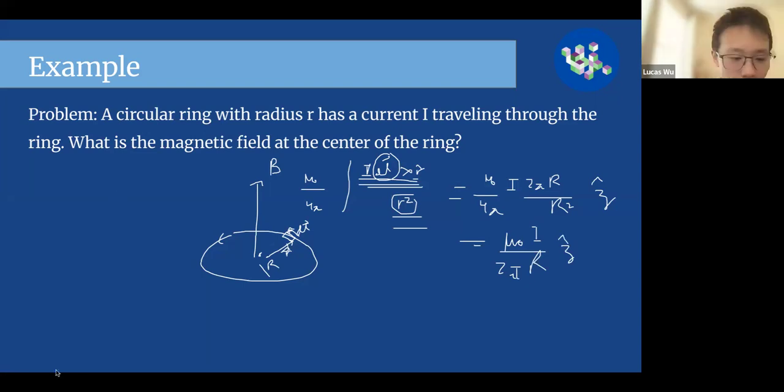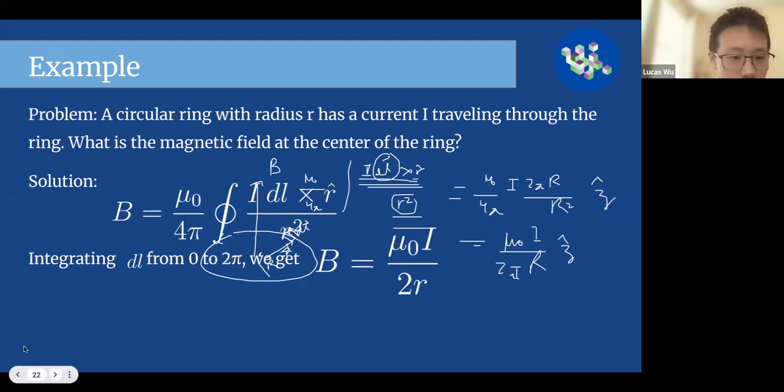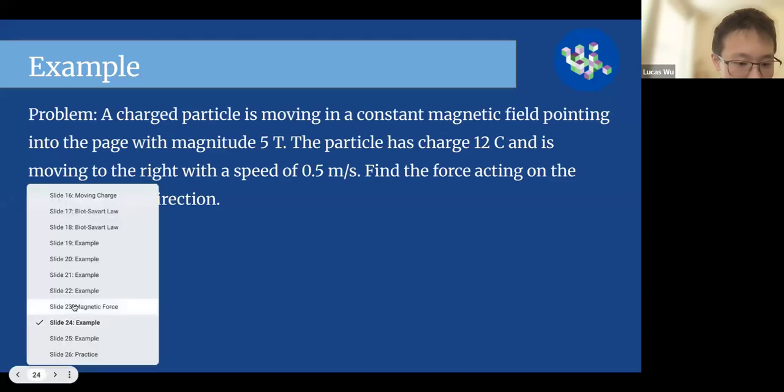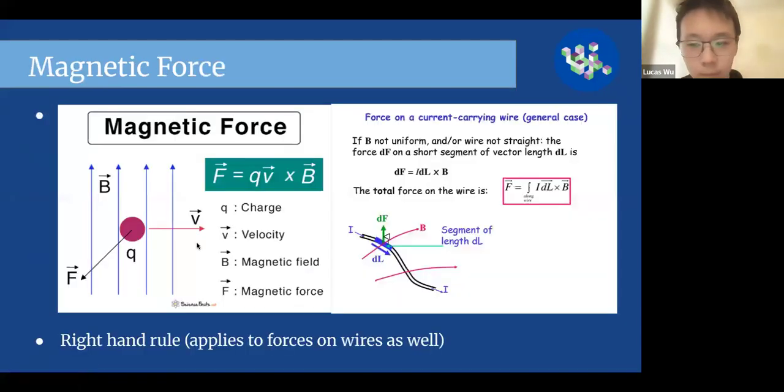Now let's quickly go on to the next part. Let's go to slide 23, magnetic force. This will be our last part, the last slide of the lesson.